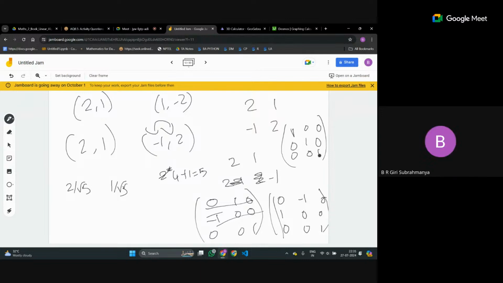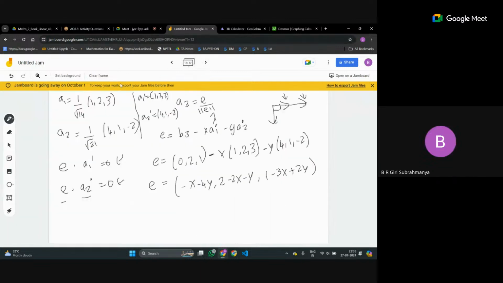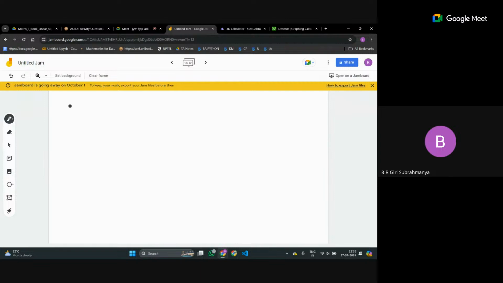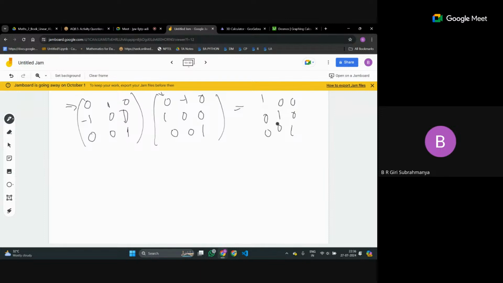So this is an example, okay? Somebody has given 0, 1, 0, minus 1, 0, 0, and 0, 0, 1. Sorry, this should be 0. Now the transpose of this will be 0, minus 1, 0, 1, 0, 0, 0, 0, 1. Now if you multiply these two, it should be an identity matrix, okay? And notice that A is not equal to its transpose.